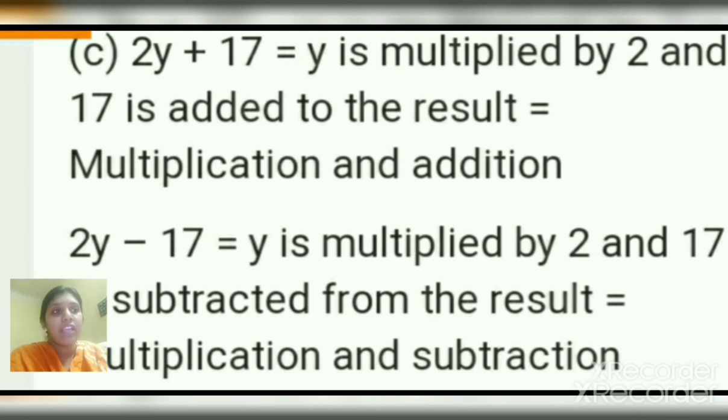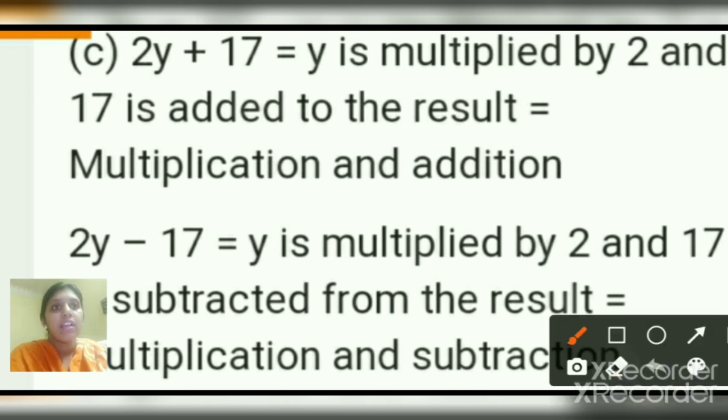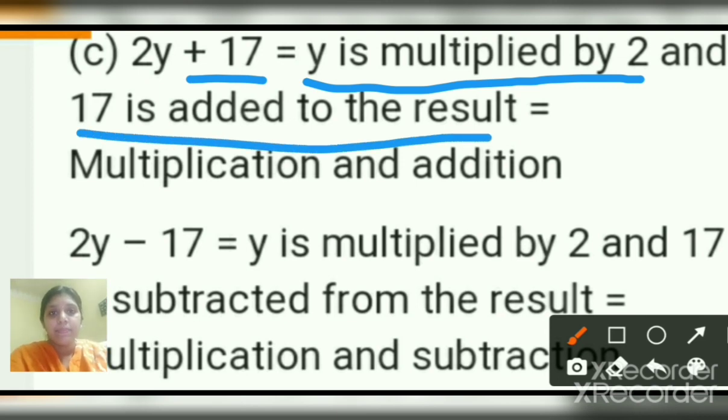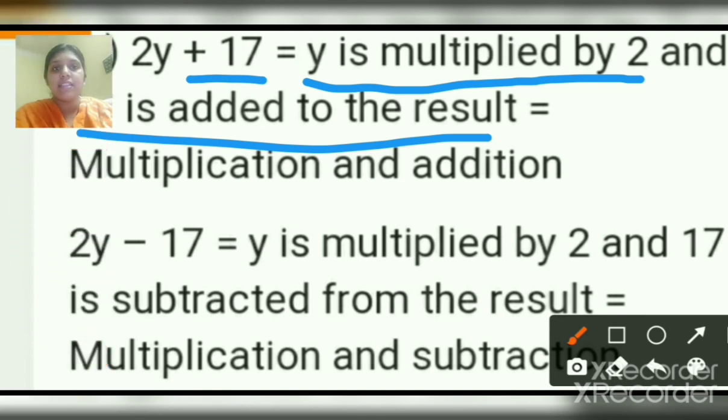First we have to tell for 2y. Y is multiplied by 2 first, and then 17 is added to the result. Clear, children?